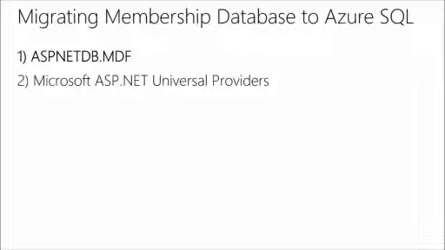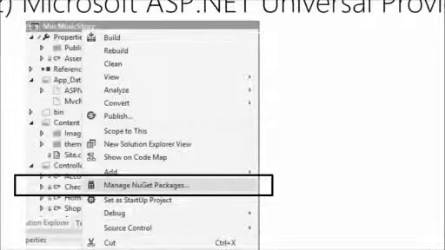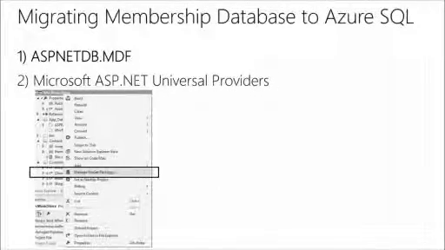So the membership database is ASP.NET DB.MDF. It is in the app data folder of the web application. We'll be using Microsoft ASP.NET Universal Providers to migrate or to enable membership capabilities in our future state application. So you can just install universal providers using a NuGet package. Let's move to the next one.